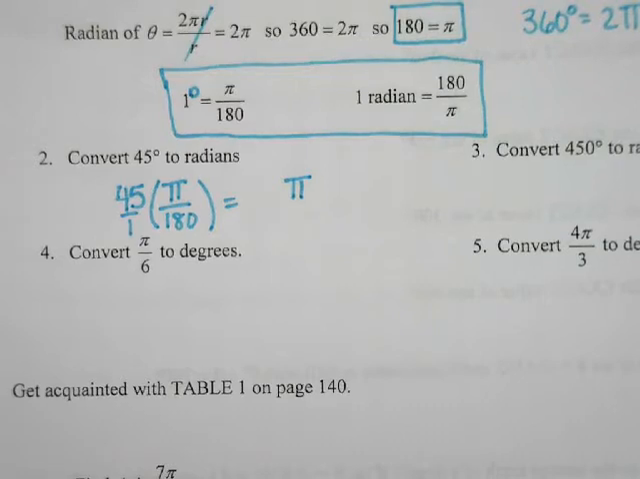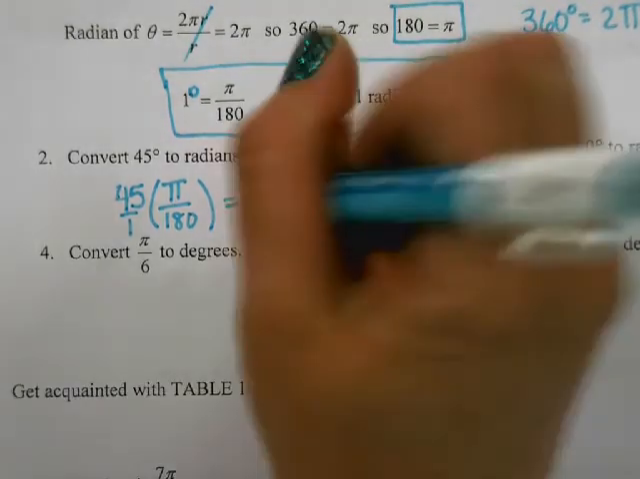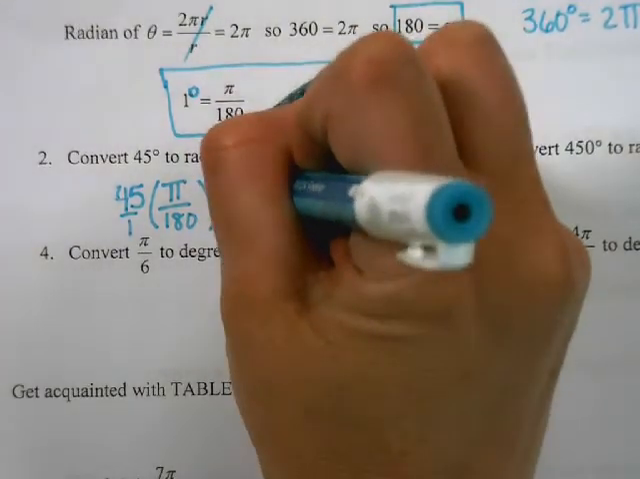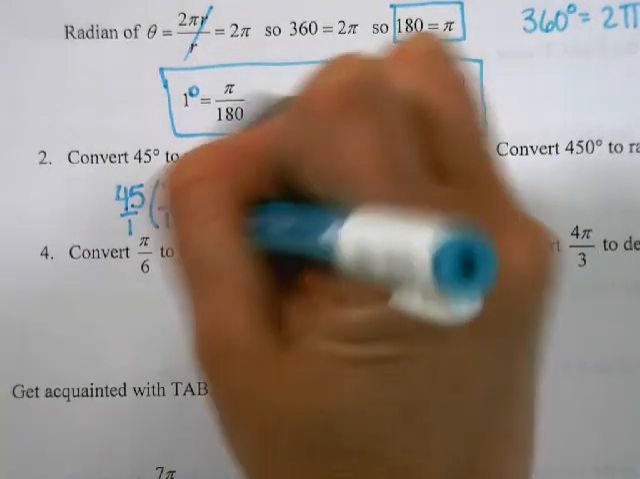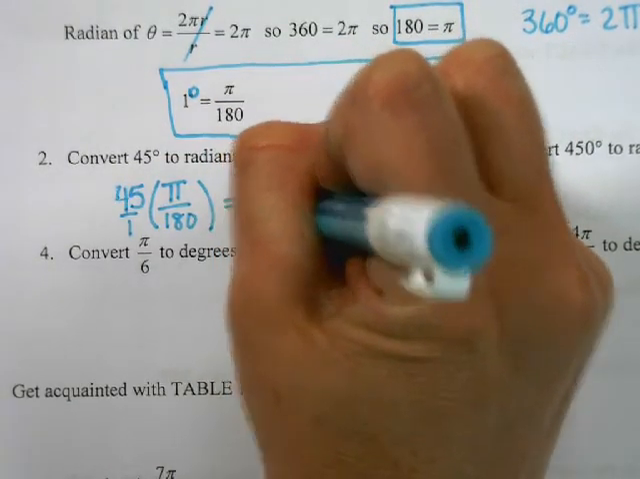It's like a teenager. Okay, so when I multiply this guy straight across, remember I get 45 times pi over 1 times 180. Now let's reduce that.